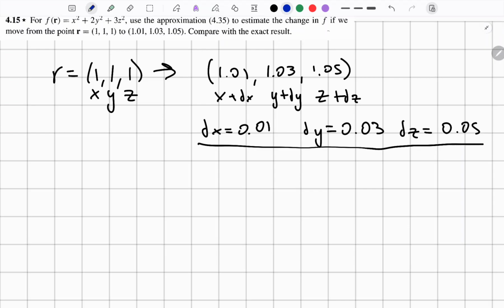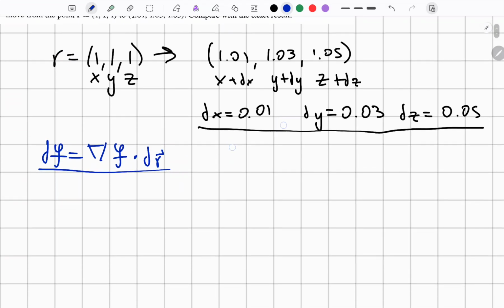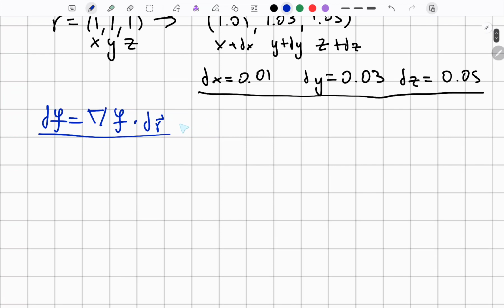So we have an approximation. It's saying to use formula 4.35, which is an approximation: df equals the gradient of f dot dr, which we know is the gradient of f dotted with dx, dy, dz.